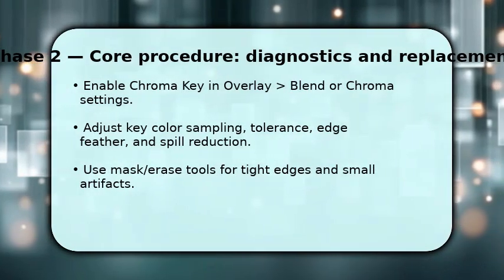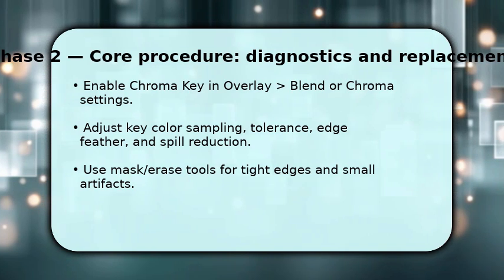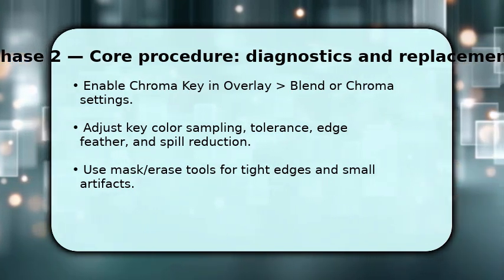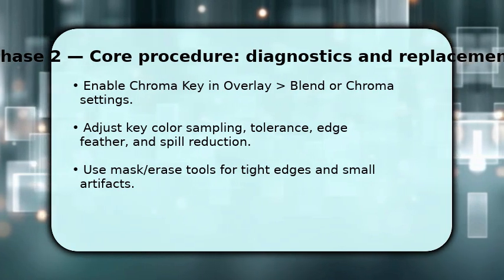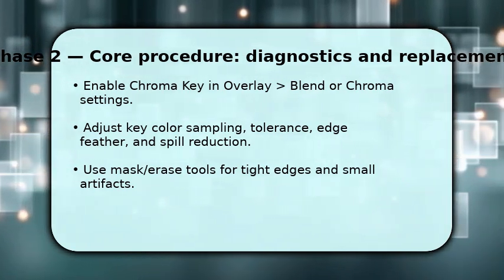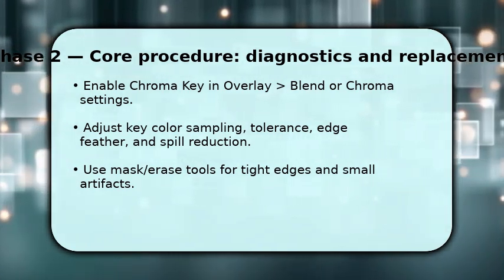Next, enable chroma key on the overlay and sample the dominant green color. This tells Kinemaster which color to remove. Increase tolerance gradually to eliminate the green without eating into your subject. Too high removes hair and edges.